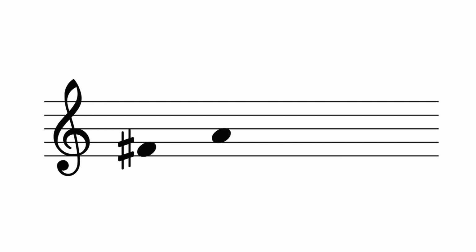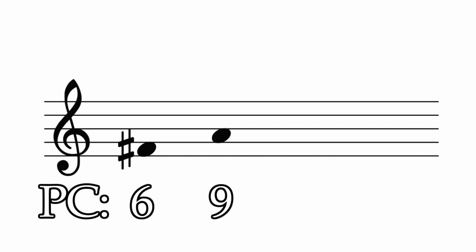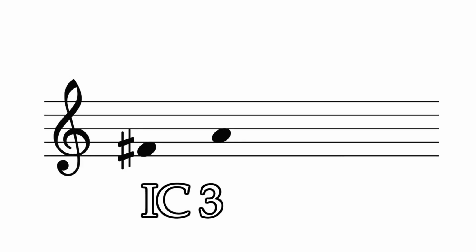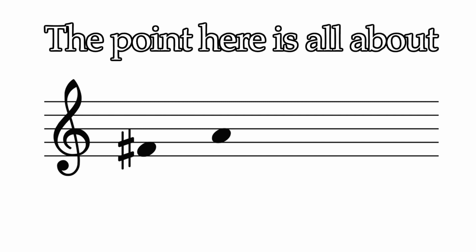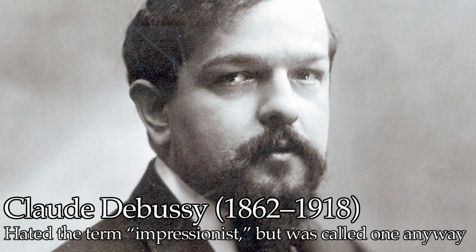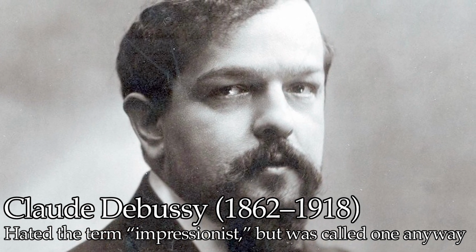So let's say you have an F sharp and an A. But because this is set theory, you don't say that's an F sharp and an A. You'd say that these are pitch classes 6 and 9. Once we get these numbers, the cool thing is that we don't need to do this on a staff. Because we've converted these to numbers, we can see that because 9 minus 6 equals 3, this is interval class 3. Looking at pitch classes is a way of converting your notes into a format that can be mathematically manipulated. As mentioned, the point here is all about intervals. I don't think this is exactly what Debussy was talking about when he said that the music was the space between the notes, but I'm rolling with it.